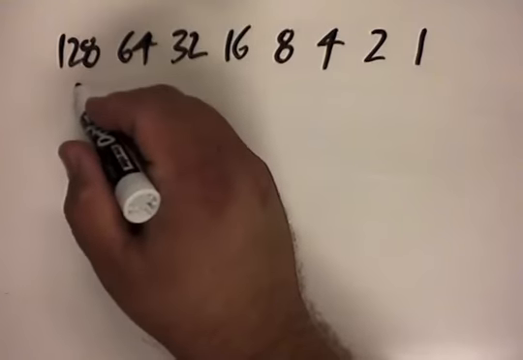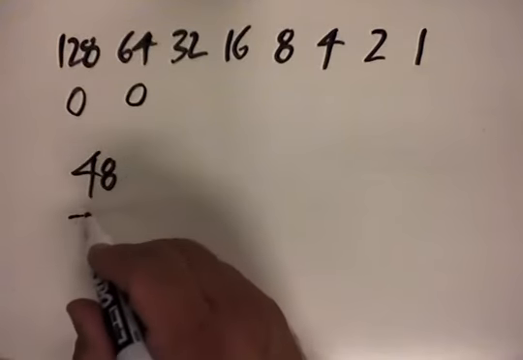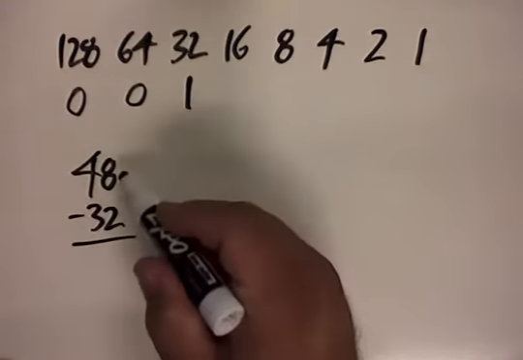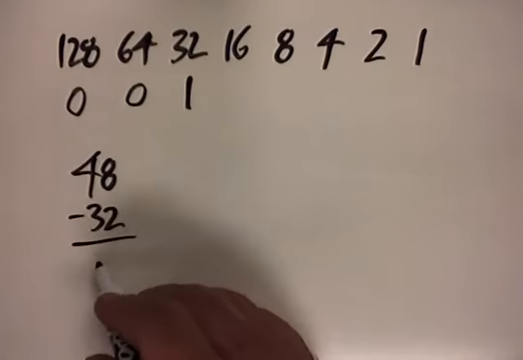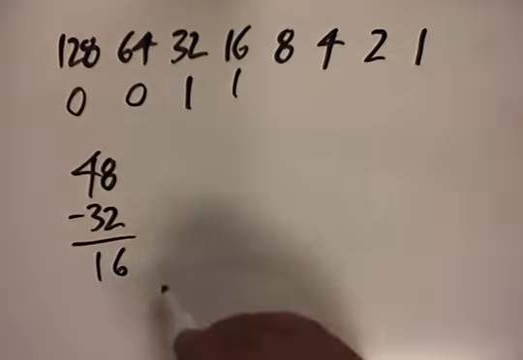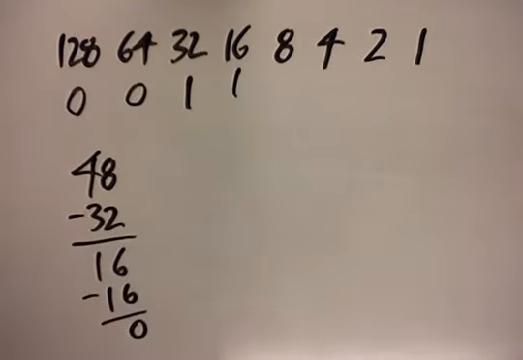Any place value we subtract, we'll put a 1 in. Well, I can't subtract 128. I can't subtract 64. But I can subtract 32. So when I do that, I'll put a 1 up here indicating I'm using it. So 48 minus 32 gives us 16. So I can subtract 16 now. I'll put a 1 up there and indicate it. I'll subtract 16. I end up with 0.